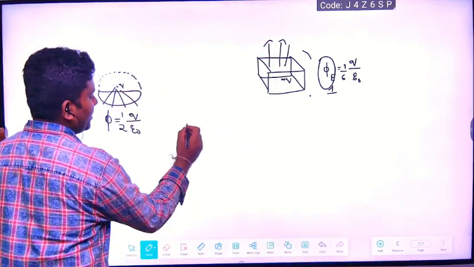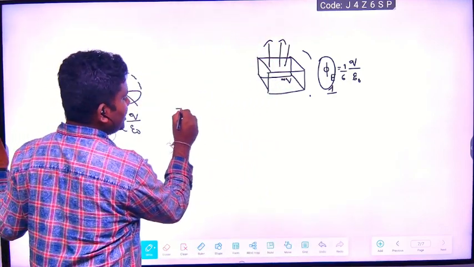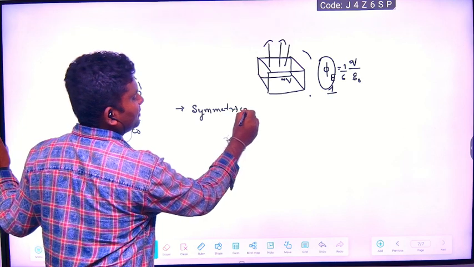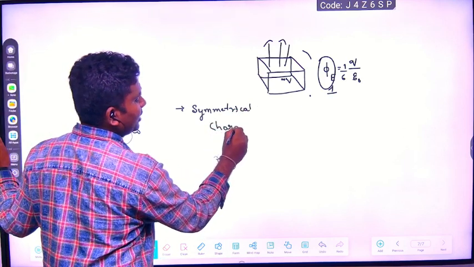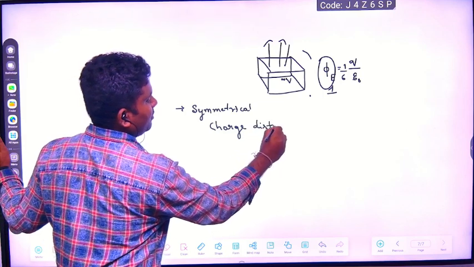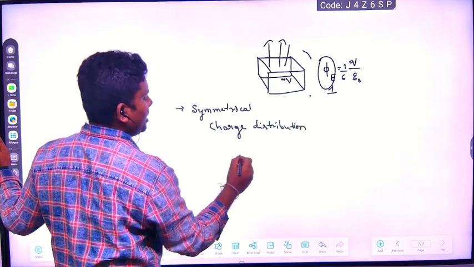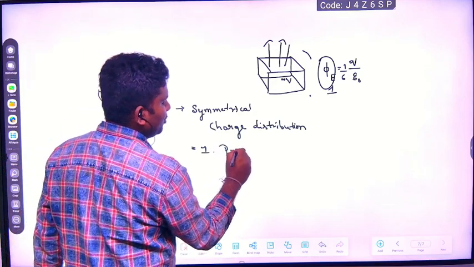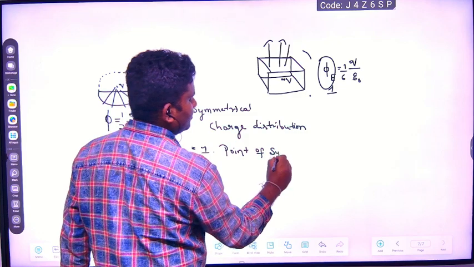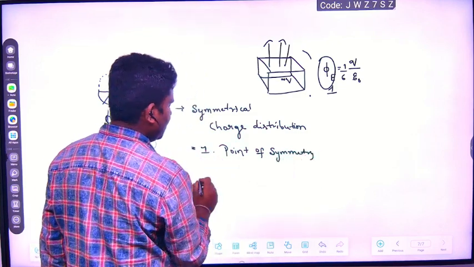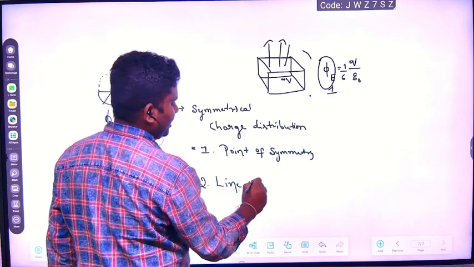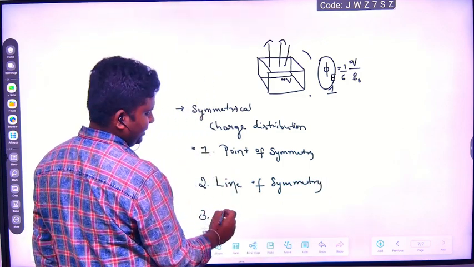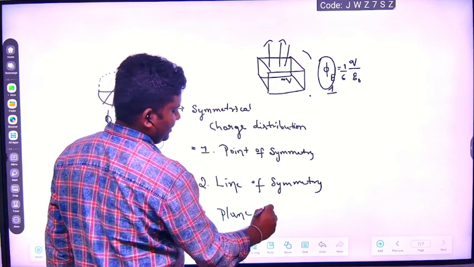Now what are the 3 types? How can we apply a Gaussian surface? While taking the Gaussian surface, there should be symmetry; we should take a symmetrical charge distribution. Number one is point of symmetry. Number 2, line of symmetry. Number 3, plane of symmetry.